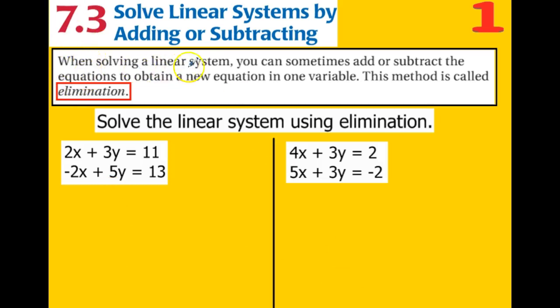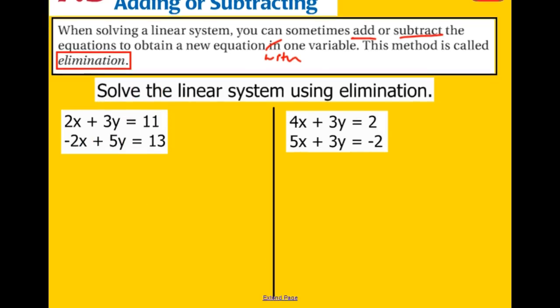It says, when solving a linear system, meaning more than one equation, you can sometimes add or subtract the equations to obtain a new equation with one variable. This method is called elimination. We're getting rid of one of our letters.